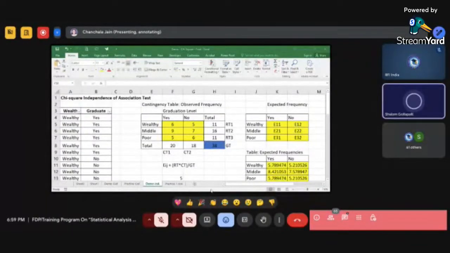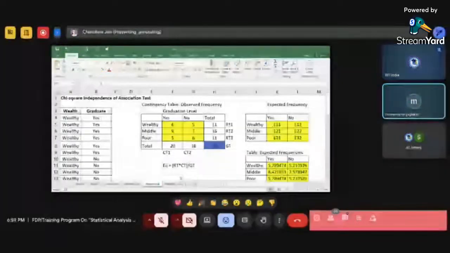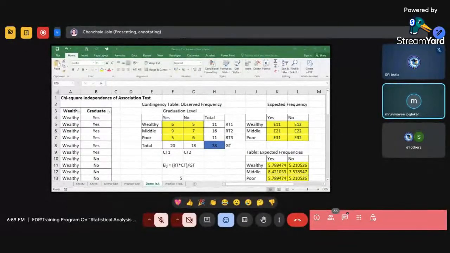Ma'am, in my version of Excel, when I'm typing chi-square, it gives three different options: CHISQ.INV, CHISQ.INV.RT, and CHISQ.DIST.RT. What are those? And do I have to work on that?